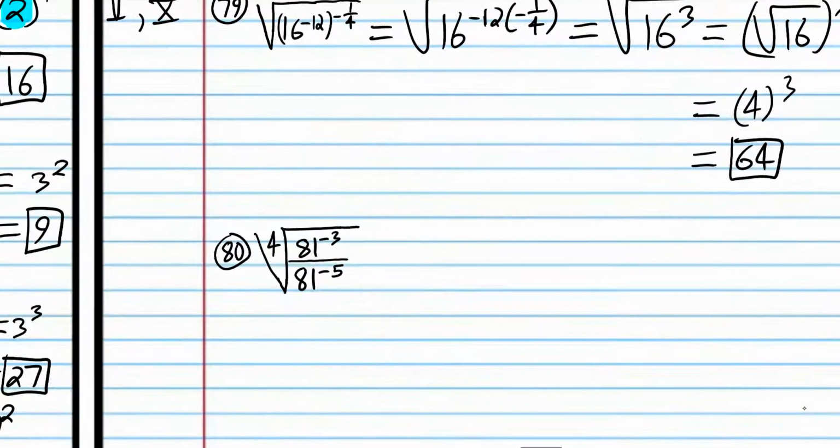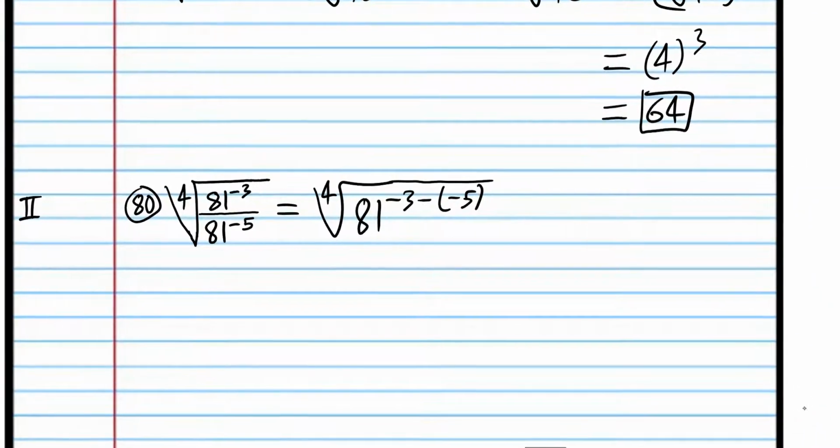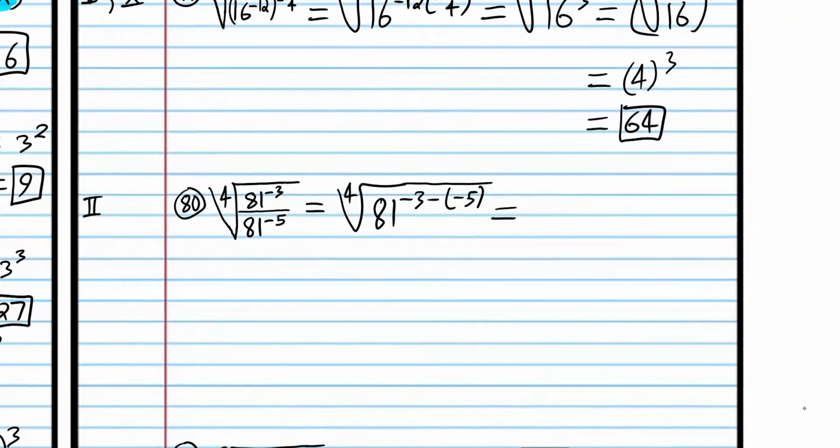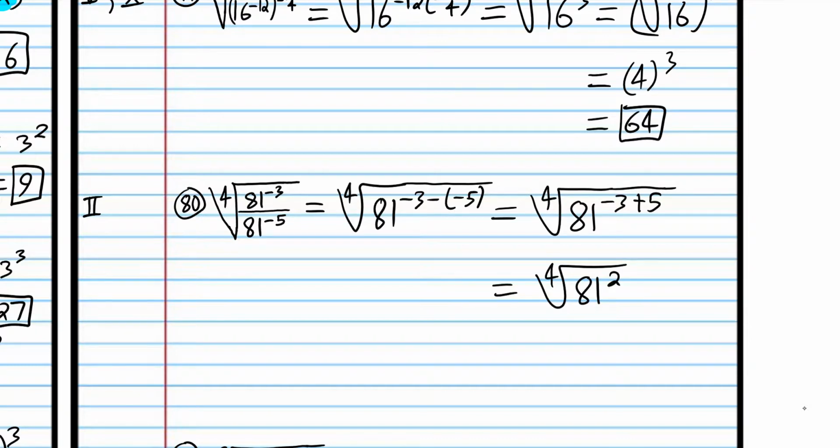All right, we're back. So using rule 2, we're going to subtract the powers. So we get 81 to the negative 3 minus negative 5 power. It's all one thing. And then we end up with the 4th root of 81 to the negative 3 plus 5, because it's a double negative. And then we get the 4th root of 81 to the second power.